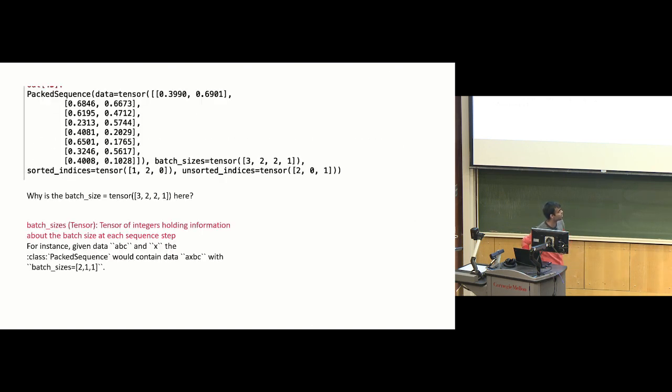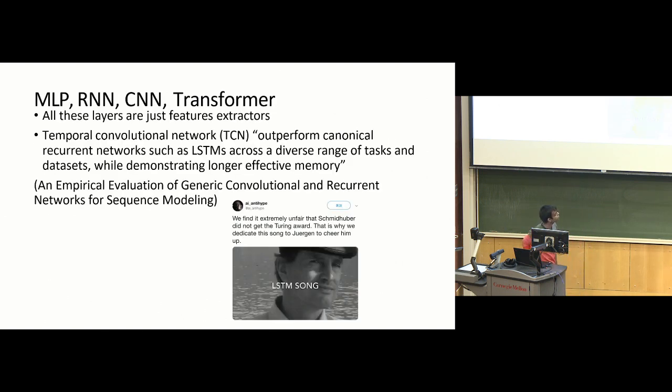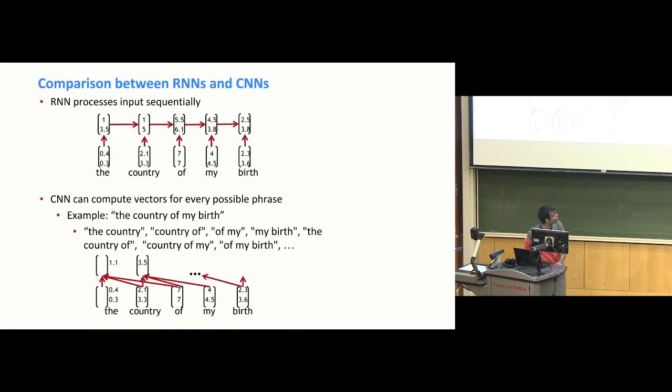So this is the way it is used, and you would probably understand it better when you just see it in code. It is important to understand that MLPs, RNNs, CNNs, and transformers are all just feature extractors. It is shown that temporal convolution networks outperform classical LSTMs in this. The paper is linked if you want to read it.